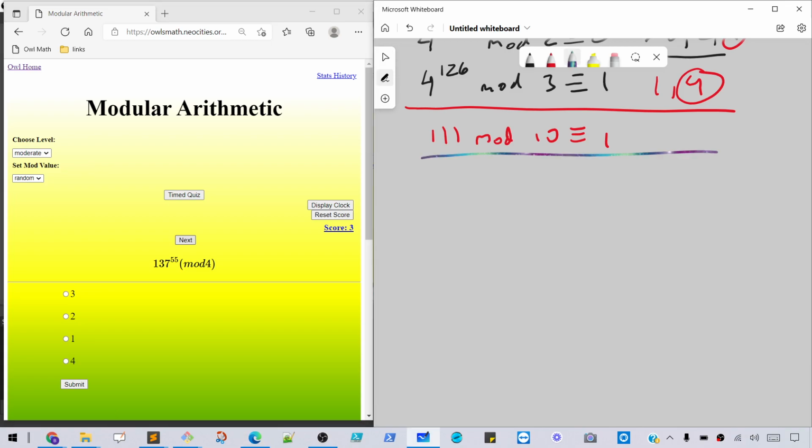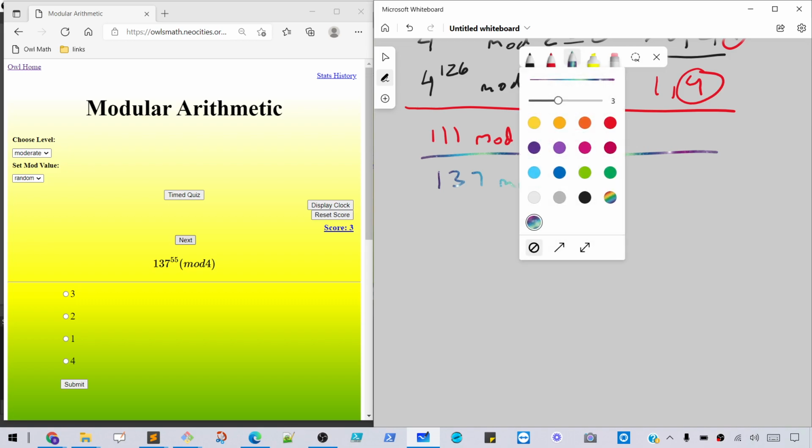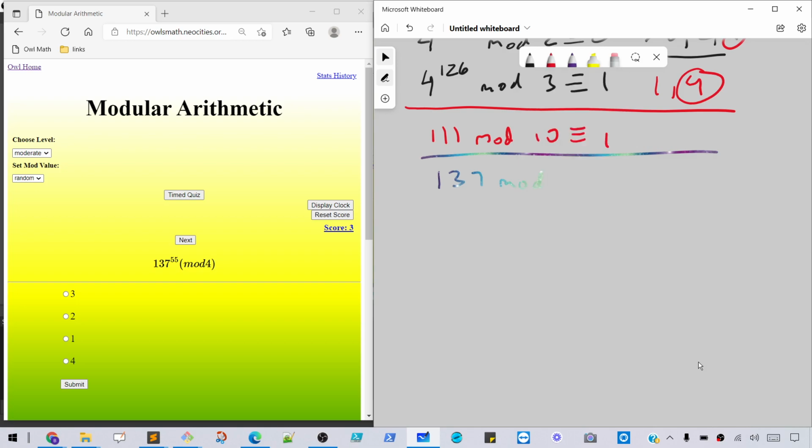Oh, I didn't really want the sparkly. Eh, it's not terrible. All right, we'll go with the sparkly for a minute. So we got 137 to the 55 mod 4. Yeah, I don't like that. I don't like that at all. Let's change that. Okay, get rid of that. Yeah, I'm erasing that too. Okay.